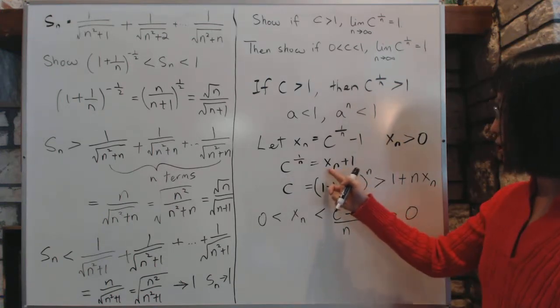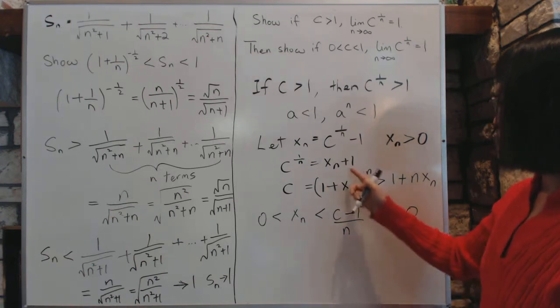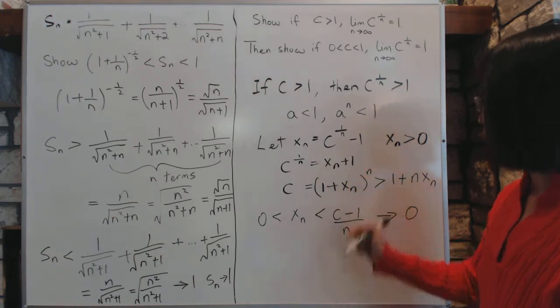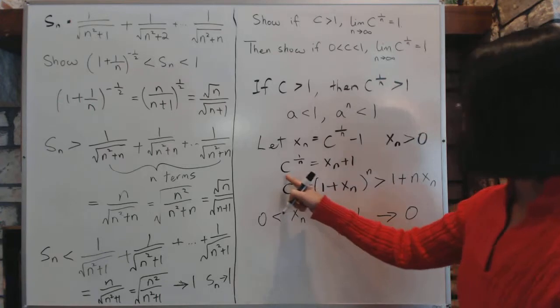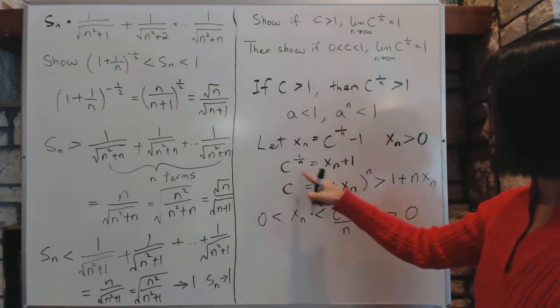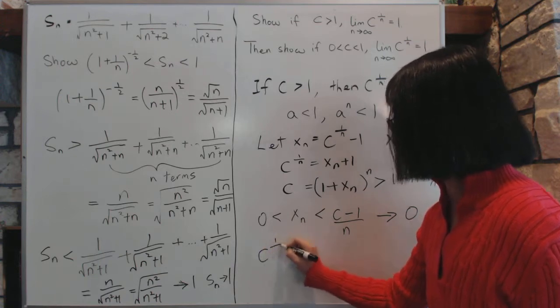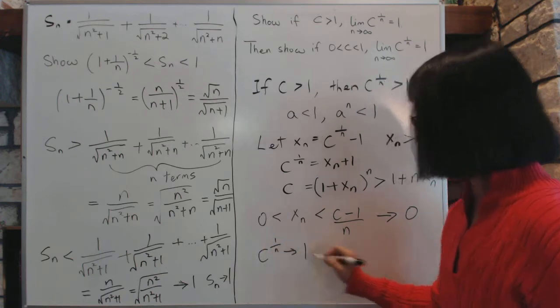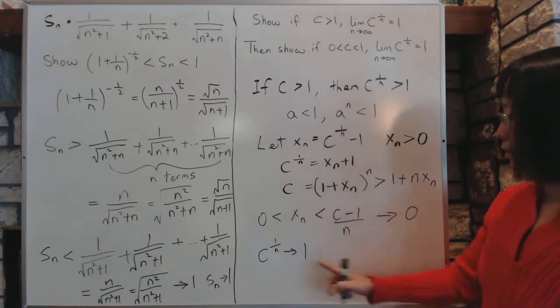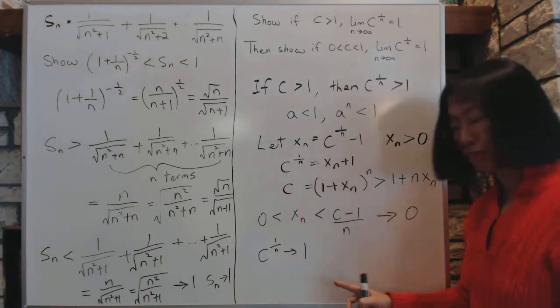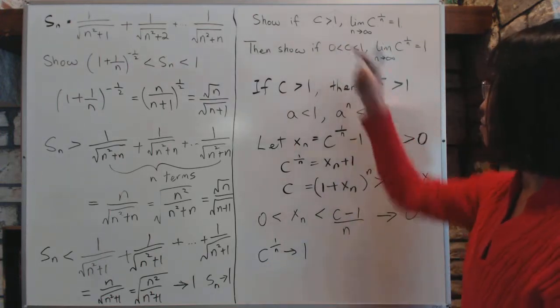Which means if xn goes to 0, then of course, from this equation right here, when xn goes to 0, c to the power 1 over n will go to 1. So that means c to the power 1 over n has to go to 1. And that concludes our proof of the first part, where we had to show the limit of c to the power 1 over n goes to 1 when c is bigger than 1.